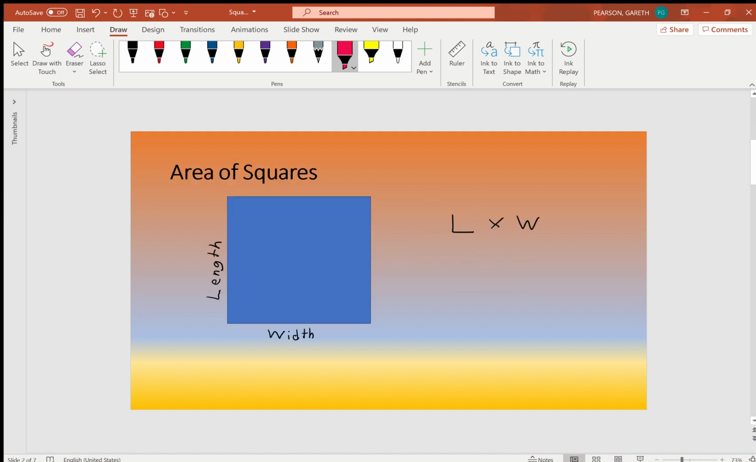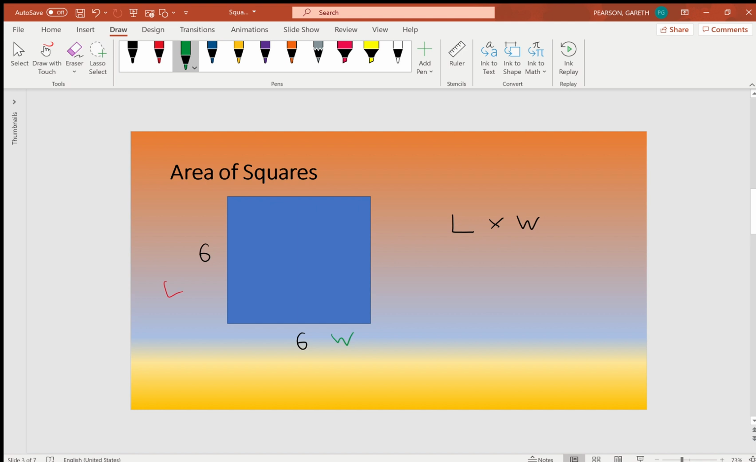Let's break it down. When you're talking about squares, and you're trying to find the area of squares, there's a very simple formula: length times width. L times W. You take the length, multiply times the width. That's all there is. So, let's take this square for example. It has a length of 6, and it has a width of 6.